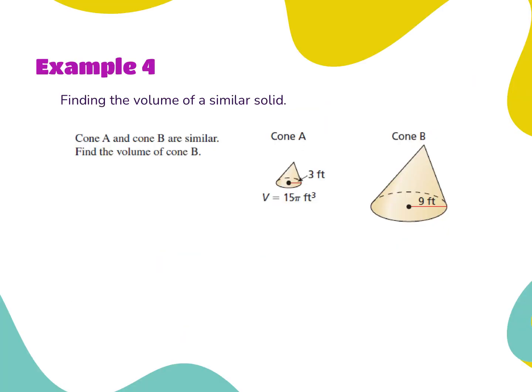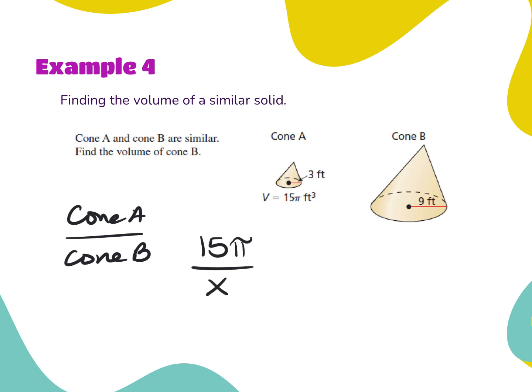So for this one, just like before with the pyramids and the prisms, you need to match. So I'm going to do cone A over B. You could do B over A, it doesn't matter. So I'm going to put the volume of A, which is 15 pi, over my unknown volume of B. And then I take the linear measures here. These are going to be radii in this case. And I put 3 over 9.